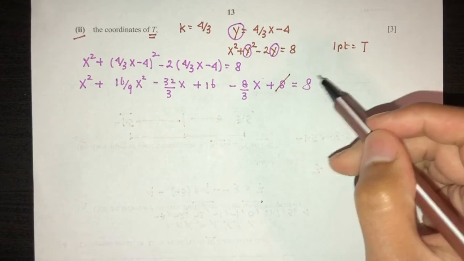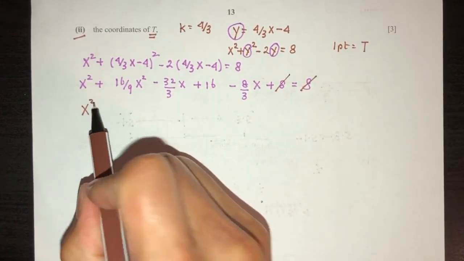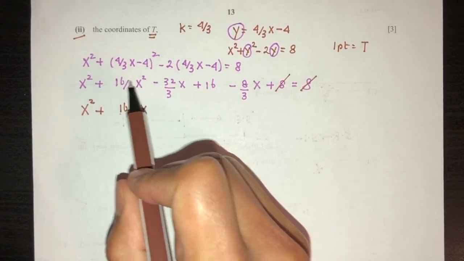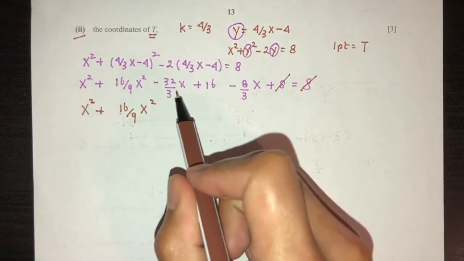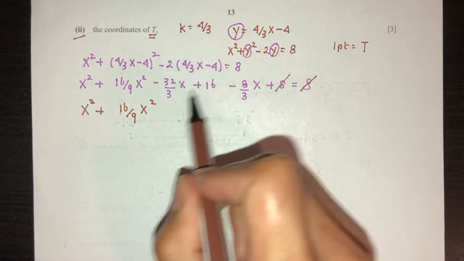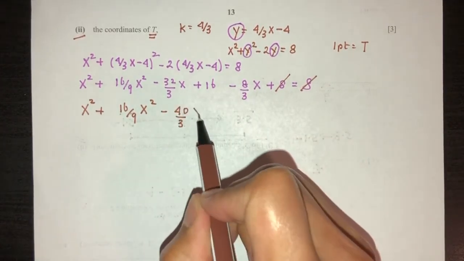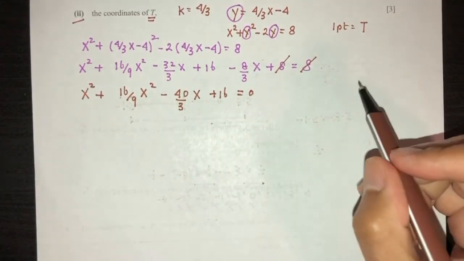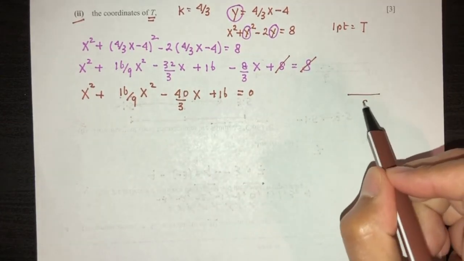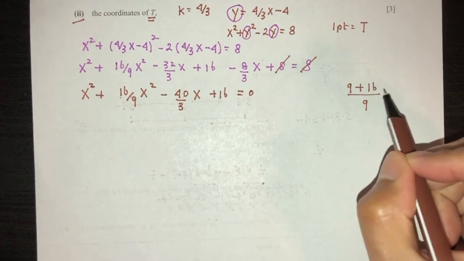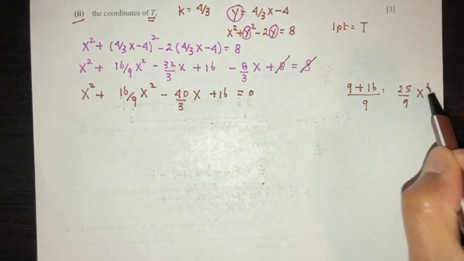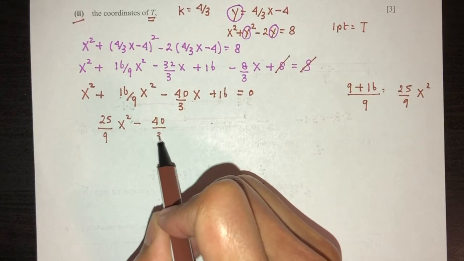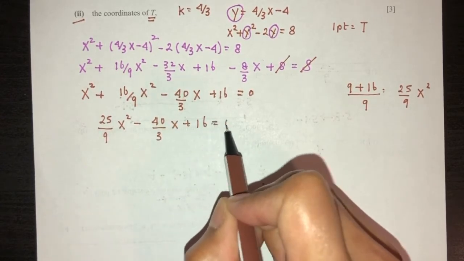Now here we have 8 cancels, and here we have x squared plus 16 over 9. This is x squared as well, so we have to combine those two. And then what is minus 32 minus 8? That will be minus 40 over 3x plus 16 equal to 0. So let's combine these two. Let's make both have a base of 9. You will have 9 here plus 16. That will be 25 over 9 x squared. This is 25 over 9 x squared minus 40 over 3 x plus 16 equal to 0.